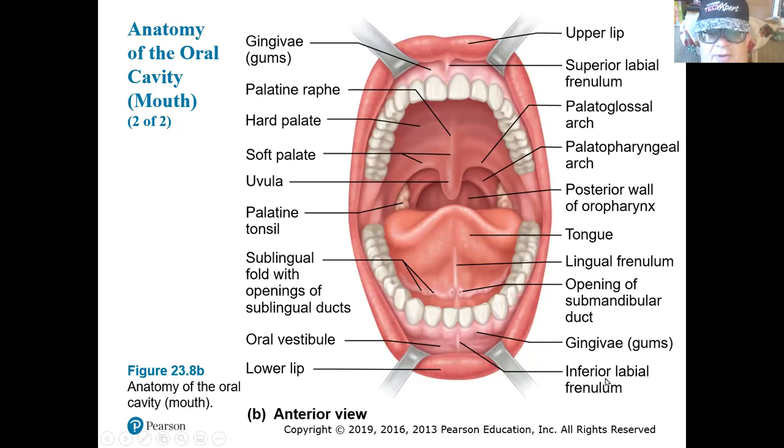The labial frenulum is there. The lingual frenulum is here. So the lingual frenulum is much bigger, and the labial frenulum is right there. This is straightforward. This is stuff we talked about on the last few slides.